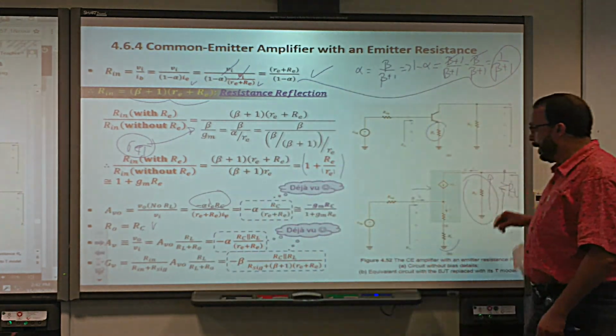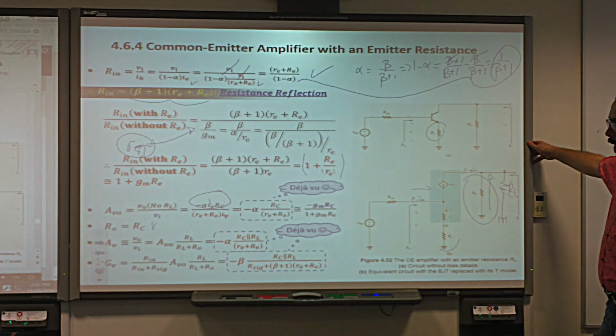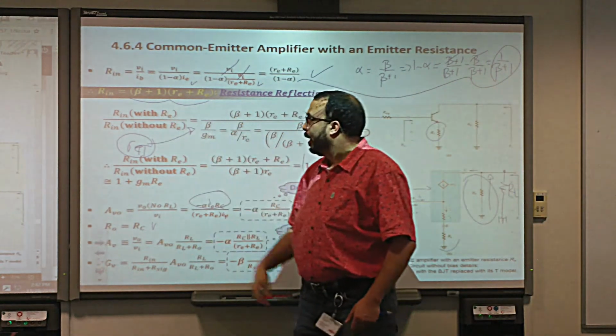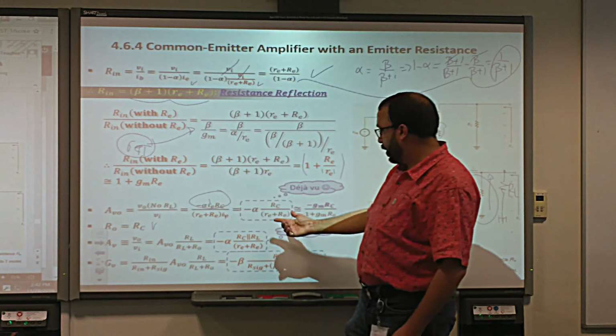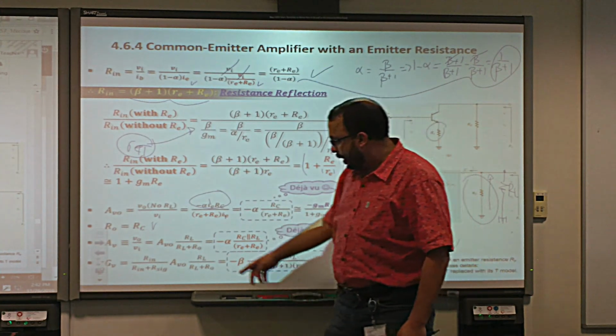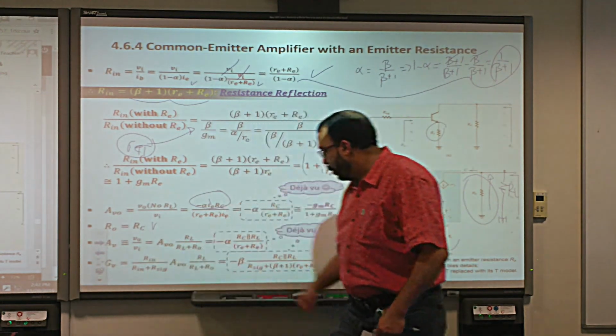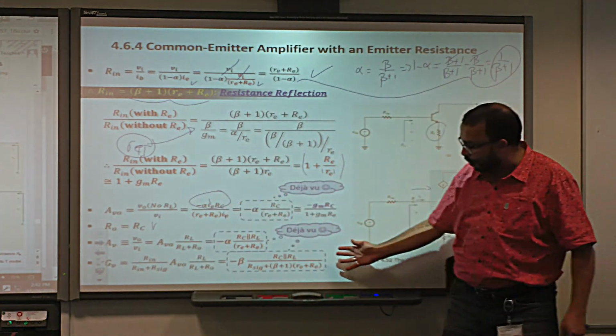Okay? And basically what do we have? Rin we have it, yes or no? Rin we have this one. AV naught we have it also, which is this one. And Rout we have it. Rout is equal to what? RC. When you put all this together, you get this formula.